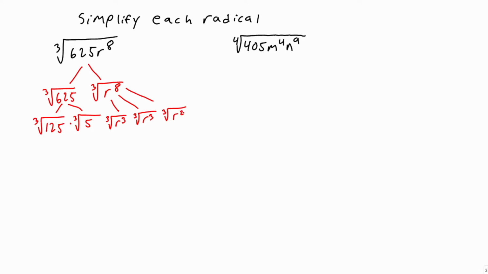All right, so deal with the perfect cubes first. We have cube root of 125 is 5. The cube root of r to the third, or the cube root of r cubed, is r, and we have 2 of them. So we're going to have r squared. And then everything else is under the cube root, where we have 5 and r squared. And that's our answer.